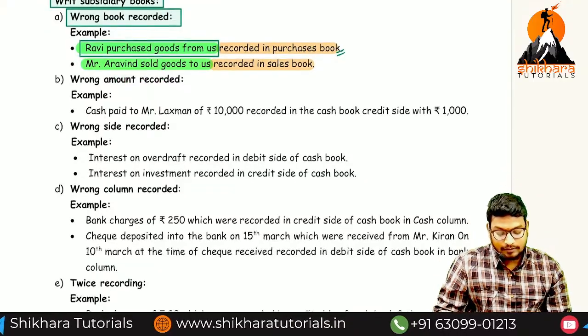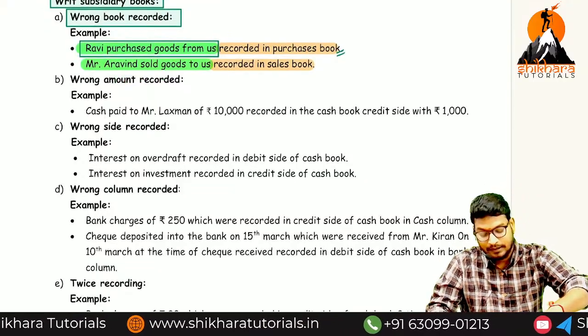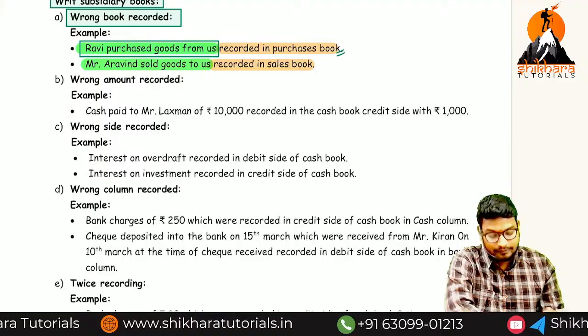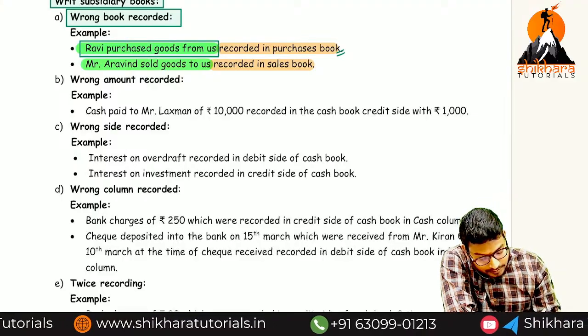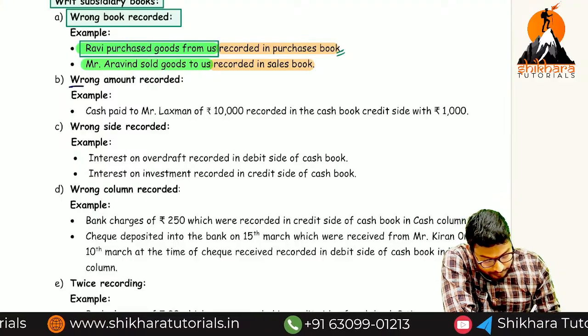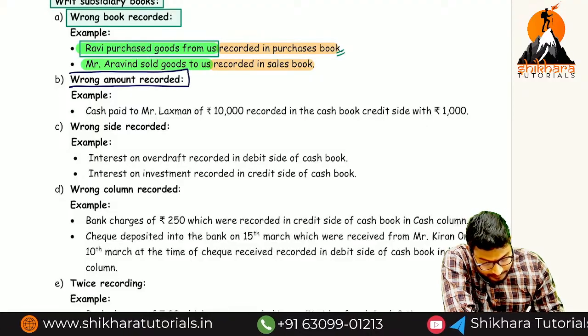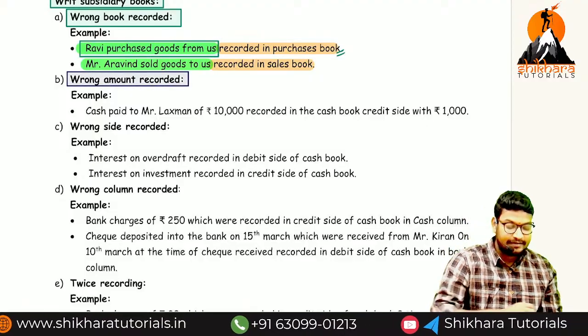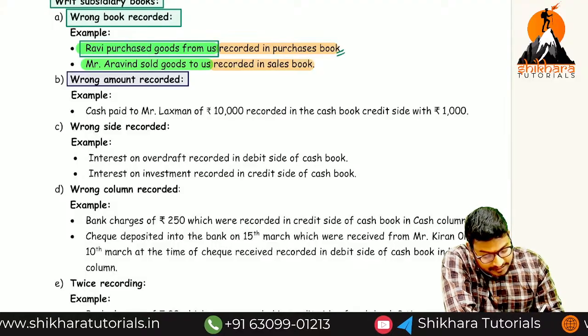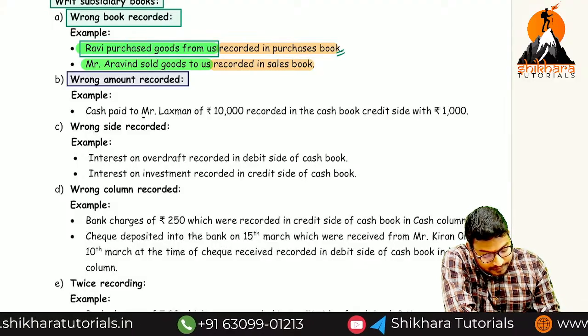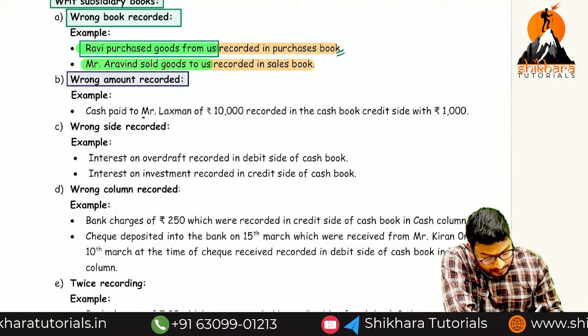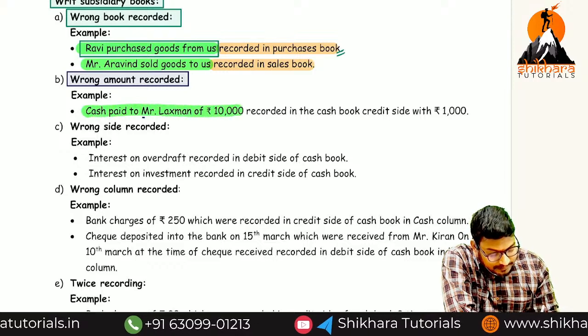Then what is the second aspect of wrong? Wrong book recorded we have completed. What is the next one? Wrong amount recorded or posted. Okay, let me take an example. Cash paid to Mr. Lakshman of rupees 10,000.